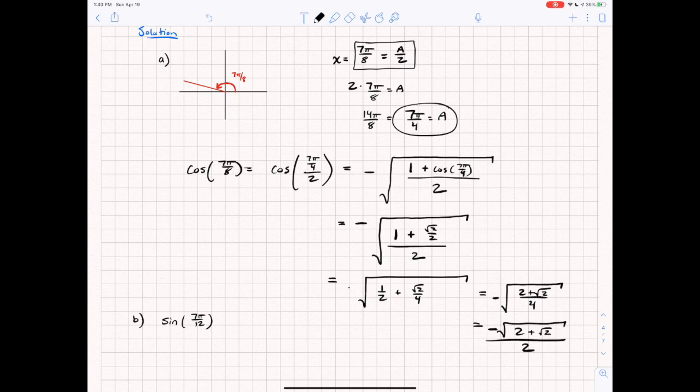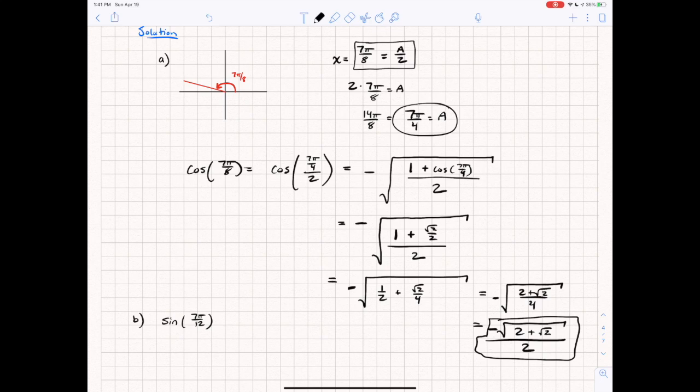Negative. I dropped the negative. There's my final for A. Cosine of 7 pi over 8 is negative square root of 2 plus root 2, all divided by 2. It is a nasty looking answer. So just know that I completely understand and I empathize with you in that. I wish it was a little bit neater, but that does equal the exact value.